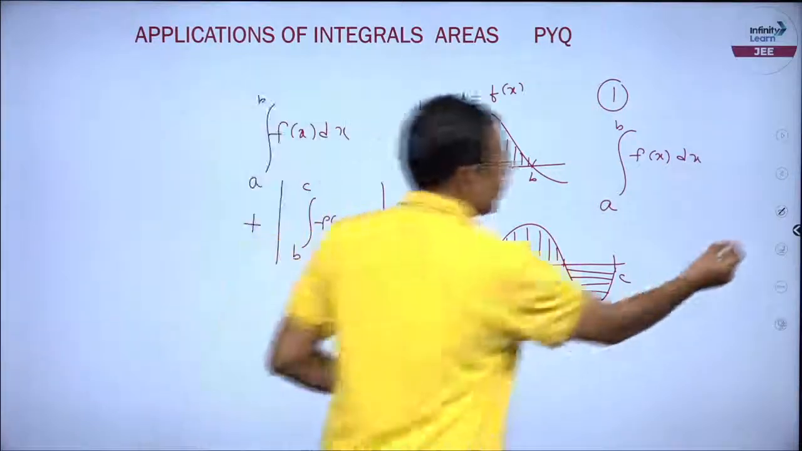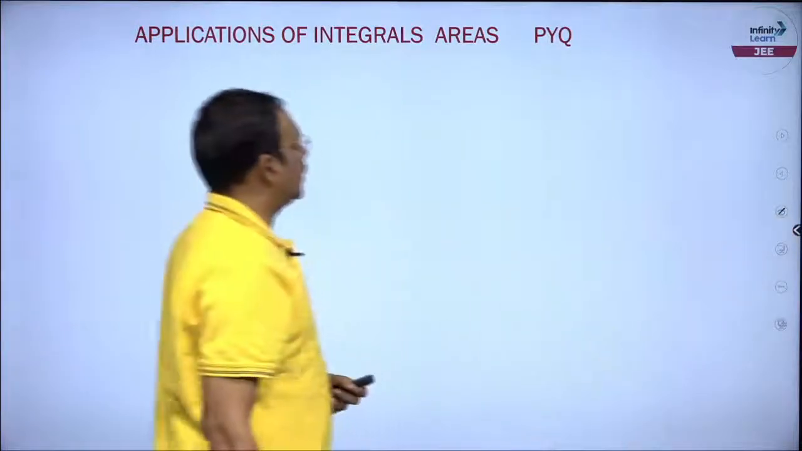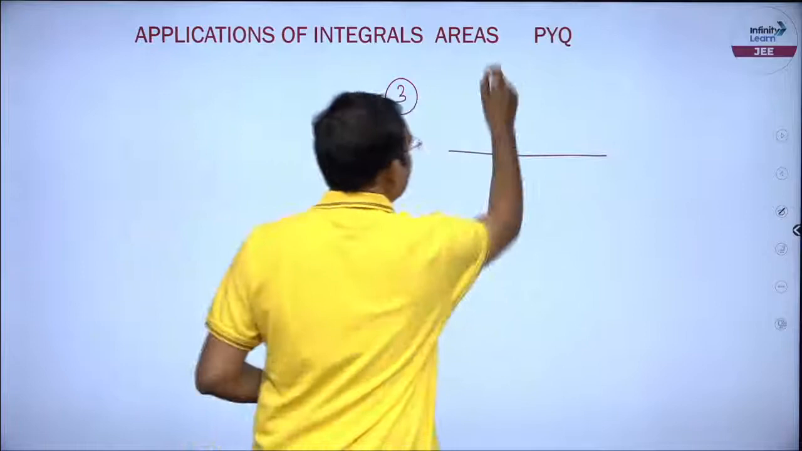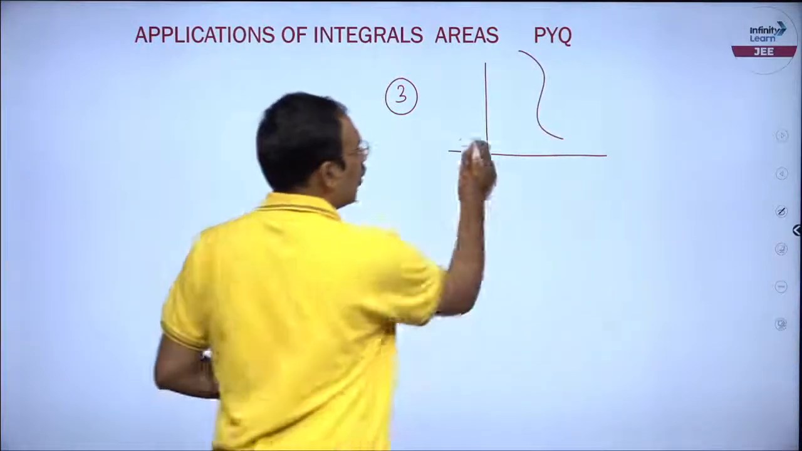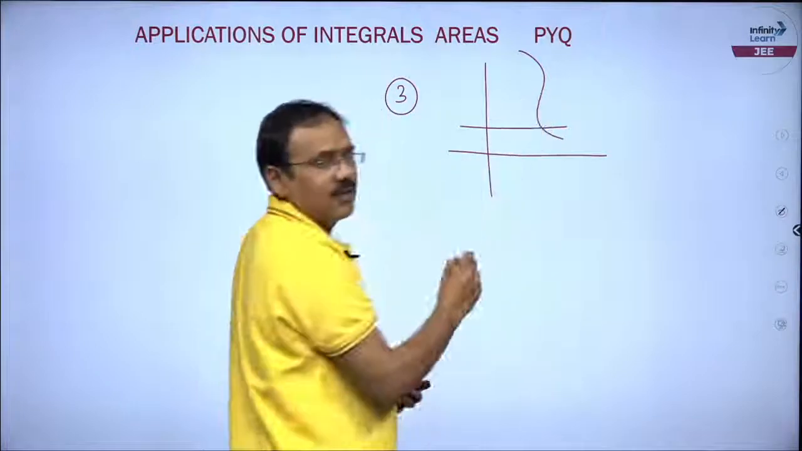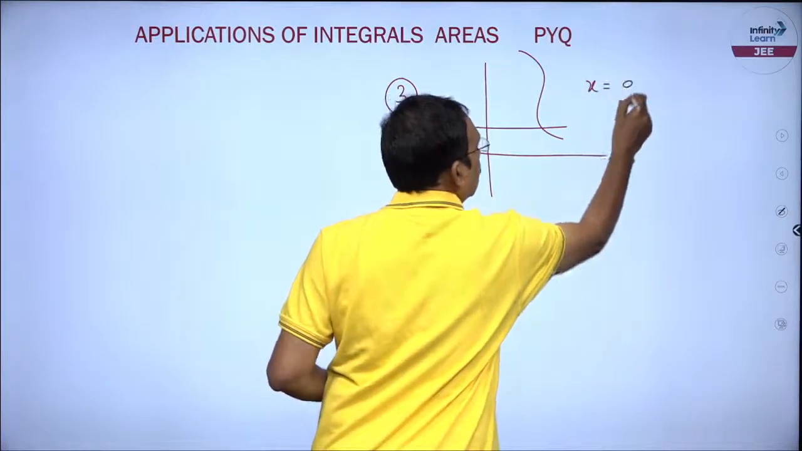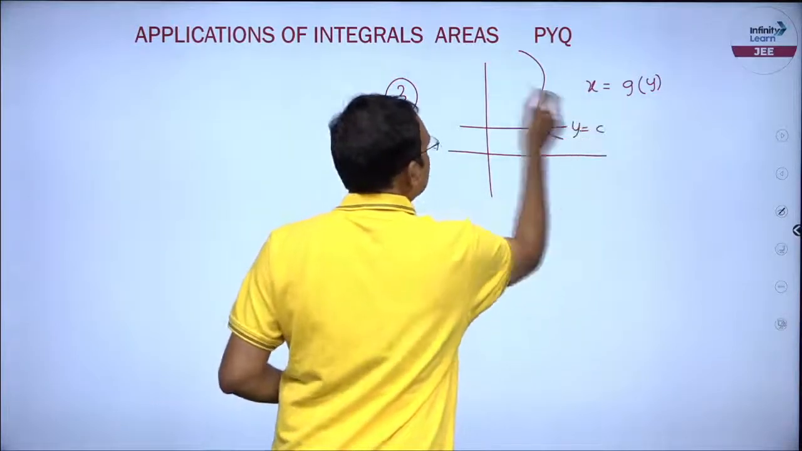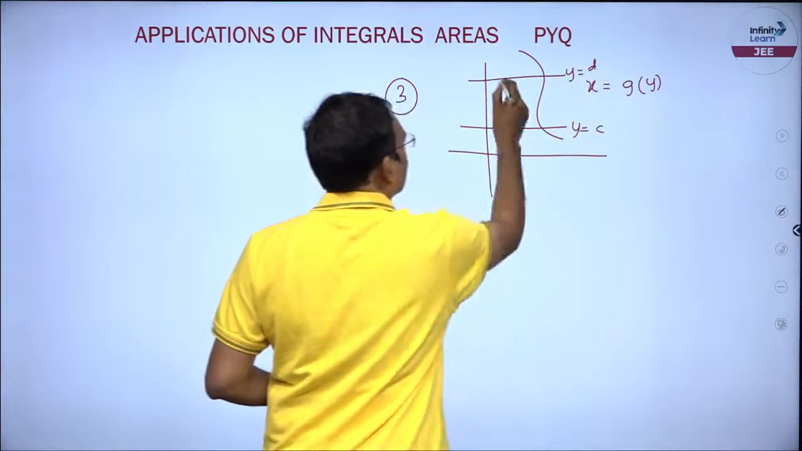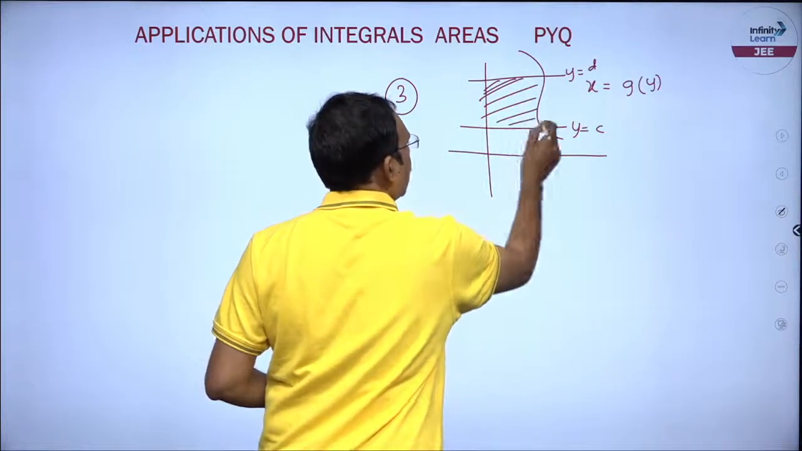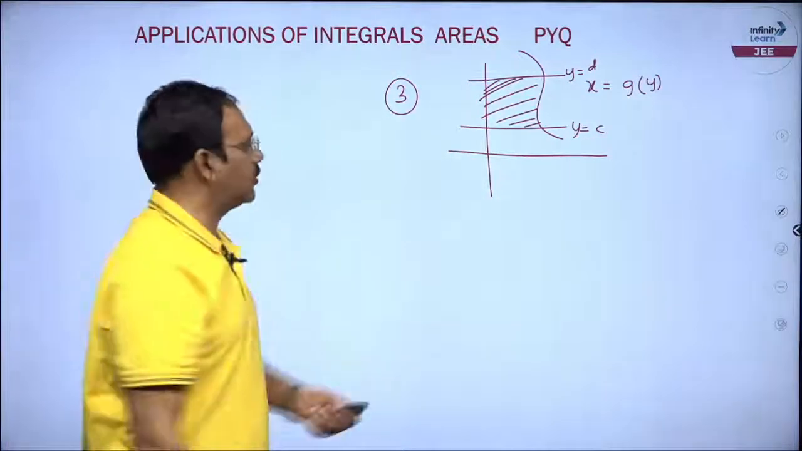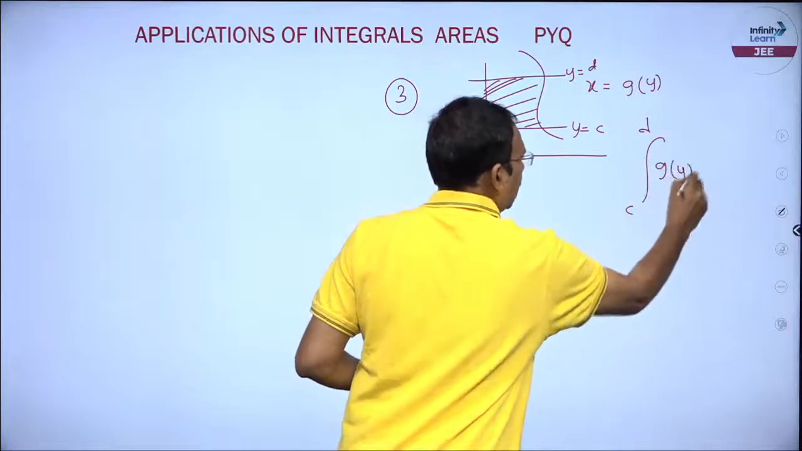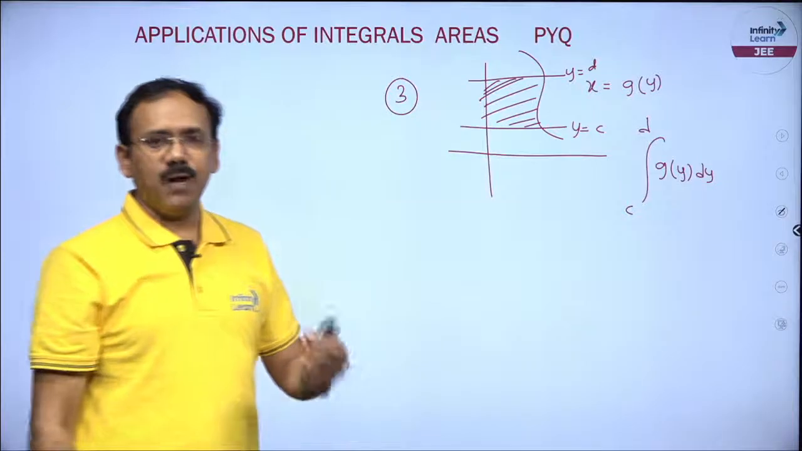After this, dear friends, few more points I want to highlight here. Point number 3 to be remembered is, suppose there is another curve in this way, and you want to find the area made by this curve. You try to write this curve as x is equal to g of y, that is, in terms of y. Suppose this line is y is equal to c, this line is y is equal to d. If you want to find the area made by the curve with the y axis, then you can find the integral c to d g of y dy. This is point number 3.